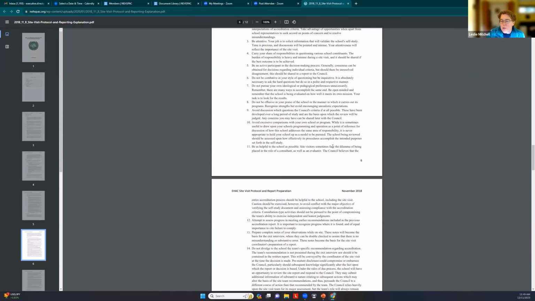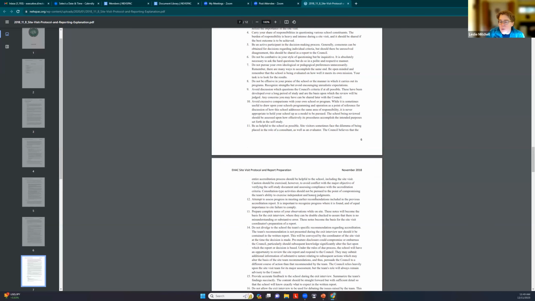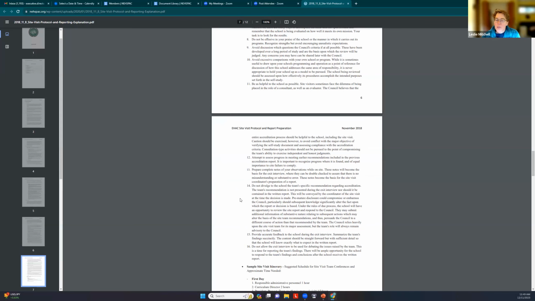Site visitors sometimes face the dilemma of being placed in the role of consultant as well as evaluator. The council believes that the entire accreditation process should be helpful to the school, including the site visit, but avoid conflict with the major objectives of verifying the self-study document and assessing compliance. So just be professional.